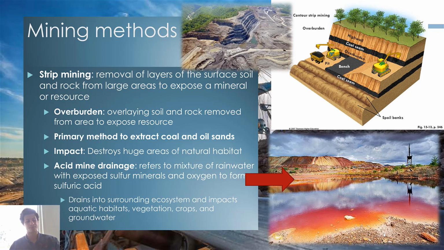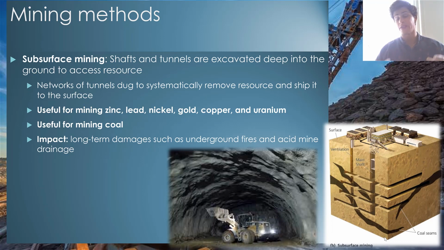Now, whenever we have a resource or a mineral that is in concentrated pockets deep underground or in long seams also deep underground, the most common method to extract that form of mineral is going to be subsurface mining. In subsurface mining, shafts and tunnels are excavated deep into the ground in order to access the resource. Normally here we're going to be digging a network of tunnels systematically to remove the resource and ship it to the surface. Basically, we're going to be going straight down, so we're going to have a vertical tunnel, and then we are going to go horizontally in order to access the different seams of the different resource that is deep underground.